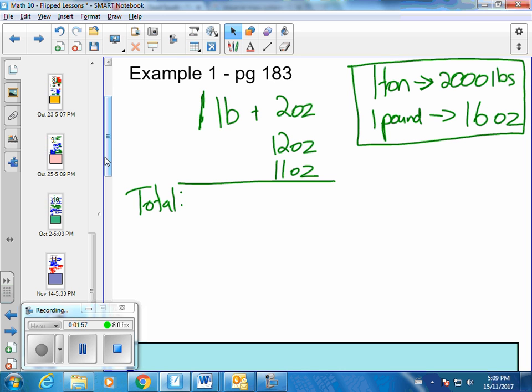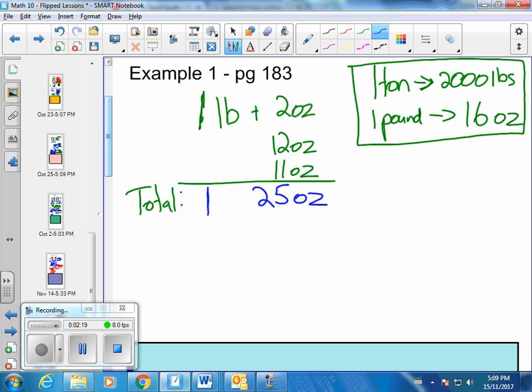What we've got to do here, and the way that I prefer to do it, is to simply add up the pounds and the ounces separately. So for instance, we have 1 pound, 0 ounces for that, so we wind up with 1 pound total. And we have 2 plus 12, which is 14, plus 11 gives us 25 ounces.